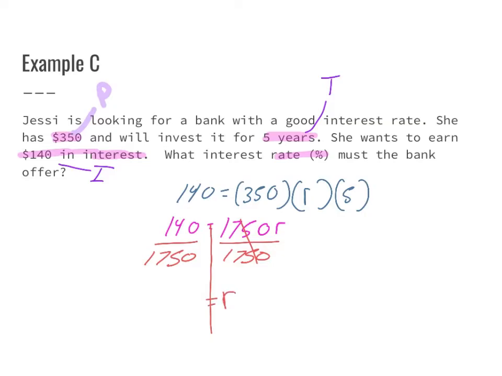Then I can use my calculator to type 140 divided by 1,750. And when I did that, I get 0.08. Now, it gave me a decimal, but the problem says, what is the interest rate as a percent? So I'm going to have to turn my decimal back to a percent. So I'm going to have to move my decimal place 2 places to the right. And when I do that, I end up with the rate equaling 8%. And it's important to put that percentage sign there because I have a word problem, so I need to have a word answer. Let's move on to example D.